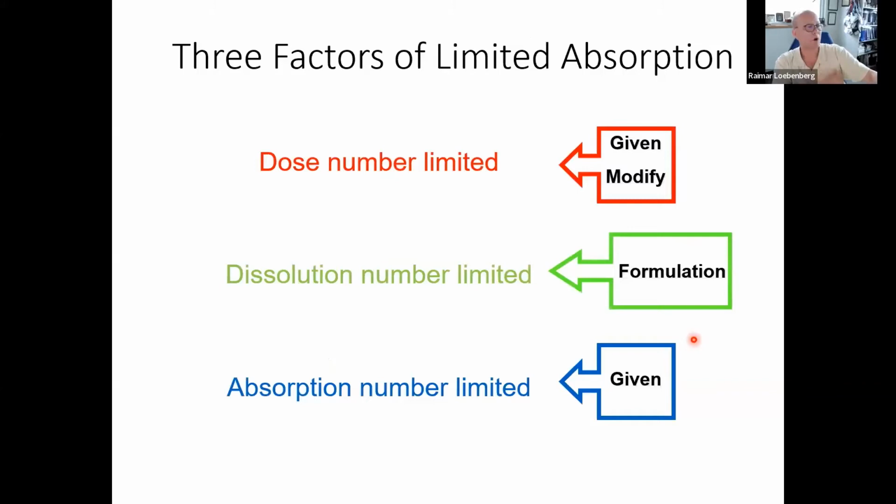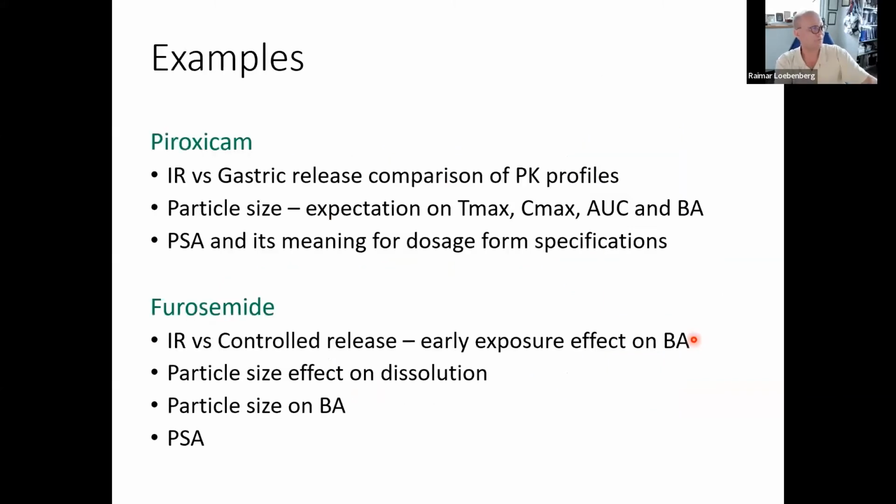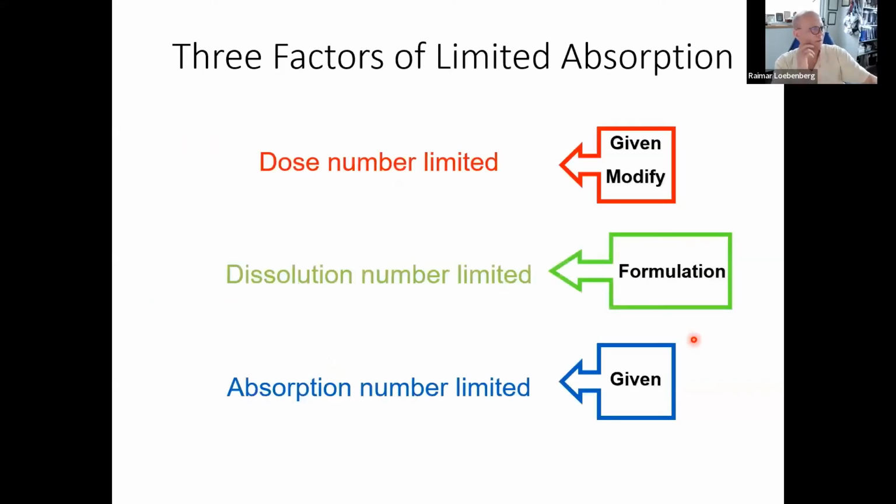So we can have problems with the dose number. We can have problems with the dissolution number. However, here we know that formulation might be able to help, like radius changes or putting a surfactant into a formulation can increase the dissolution number, but this can also have an influence on the dose number. On the other hand, when we have a problem with the absorption number, then we have a problem with the molecule, and probably then the only way to improve is getting another molecule.